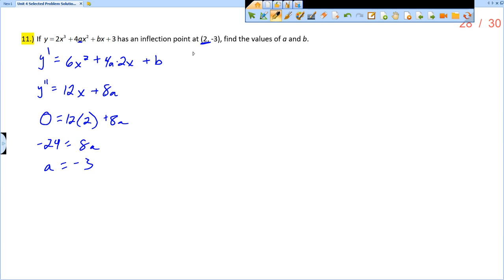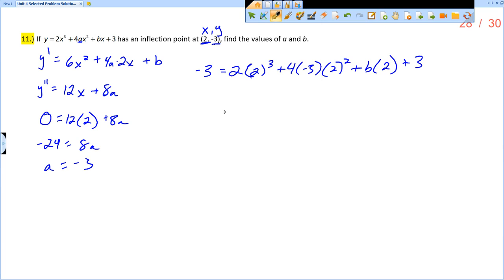Well, how do I find b? Well, you're also told that there's an inflection point at (2, negative 3), so you know that there is an x, y pair. So you can take the original equation and plug negative 3 in for y and then 2 in for x. So negative 3 equals 2 times 2 cubed plus 4a, which you just found is negative 3, times 2 squared plus b, which you don't know yet, times 2, plus 3. All right, and so now I have an equation with just b.